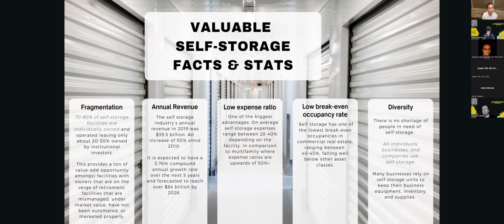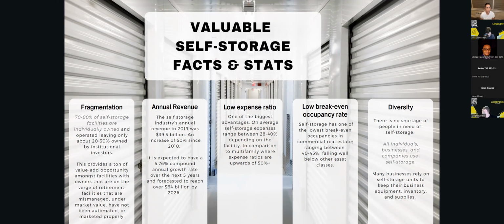So some valuable facts and stats on self-storage. First and foremost, the industry is severely fragmented. What that means in this instance is that 70 to 80% of self-storage facilities are individually owned and operated. So they're mom and pop. That leaves only about 20 to 30% that are owned by institutional investors. So what does that mean? That means there's still room for little guys like us to come in and take advantage of the massive value add opportunity that's available.